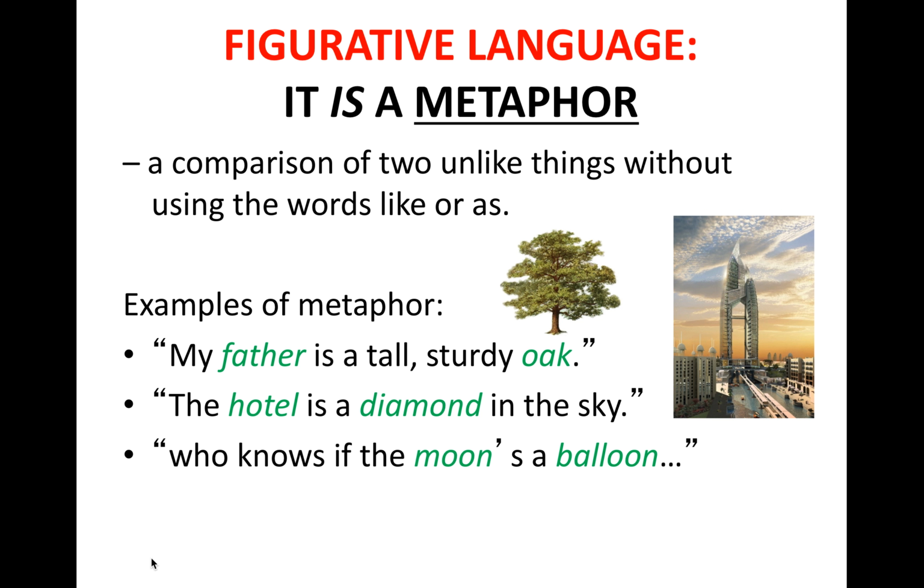The hotel is a diamond in the sky. Comparing the hotel to a diamond. That hotel in no way is made of diamonds, but it probably sparkles like diamonds, especially with the sun glittering off of the windows and things like that. So again, you notice here we've got is, and we've got the moon is a balloon in this third one. So by comparing one thing to another thing that are in no way related other than the fact that maybe it might share some characteristics, we are using a metaphor.